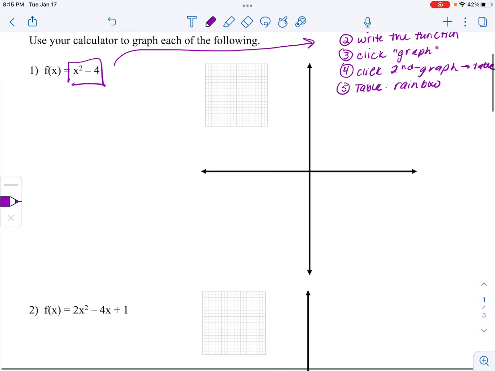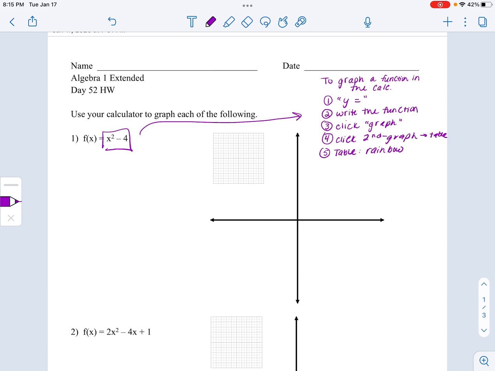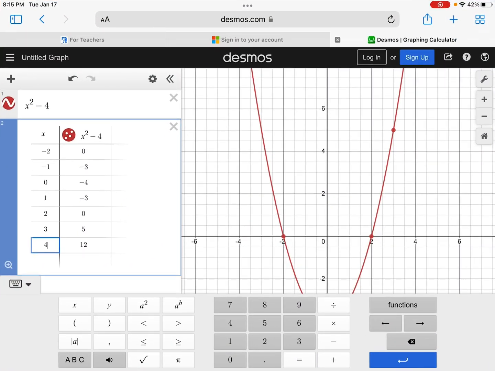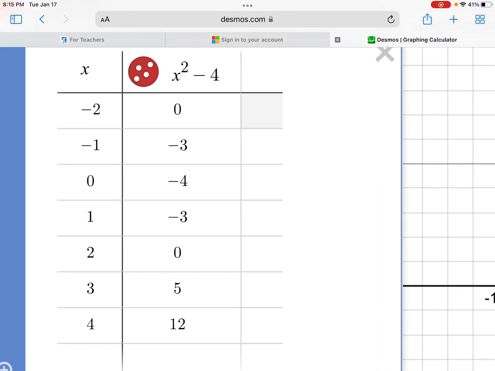So now I'm going to do this. Again, I'm going to use Desmos because you don't have the graphing calculator. This is what you guys will do. I'm going to do it separately. I already did this first one. So in here, I'm going to zoom out so you guys can see it. This was x squared minus 4. This is what it looked like. And this is what my table over here looked like.